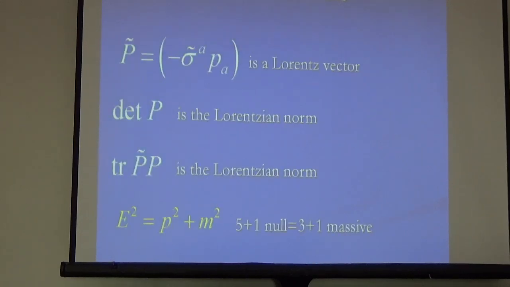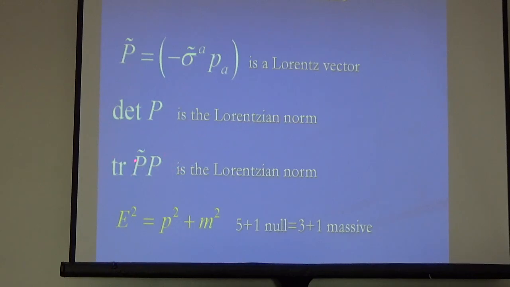It's even simpler than that. Because these sigmas now carry the Lorentzian index on them, this is a Lorentz vector. And now some geometry starts turning out. This is a 2 by 2 Hermitian matrix, and it turns out that the Lorentzian norm of this vector is just the determinant of P.